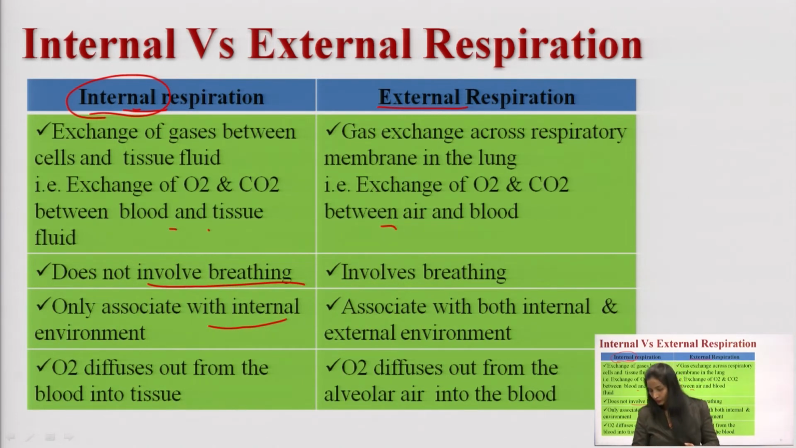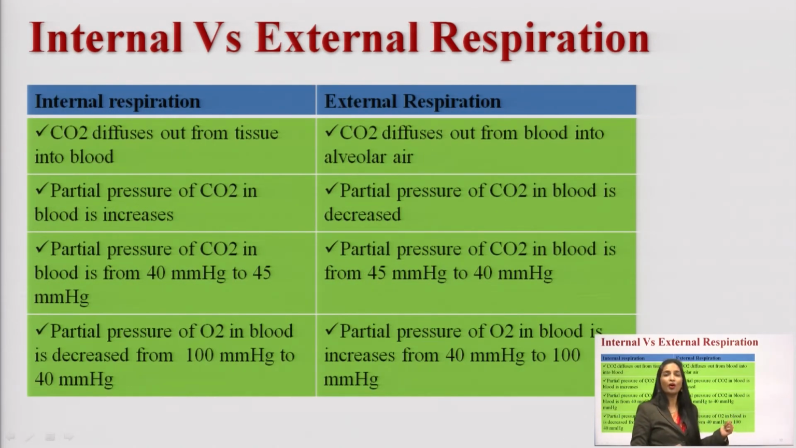Next, a few other points about internal and external respiration. I discussed oxygen in the previous slide, and now we will go with carbon dioxide. Carbon dioxide diffuses from the tissue. The cell takes the oxygen it needs from the blood, and now the cell diffuses carbon dioxide into the blood. In external respiration, carbon dioxide diffuses from the blood into the alveolar air.